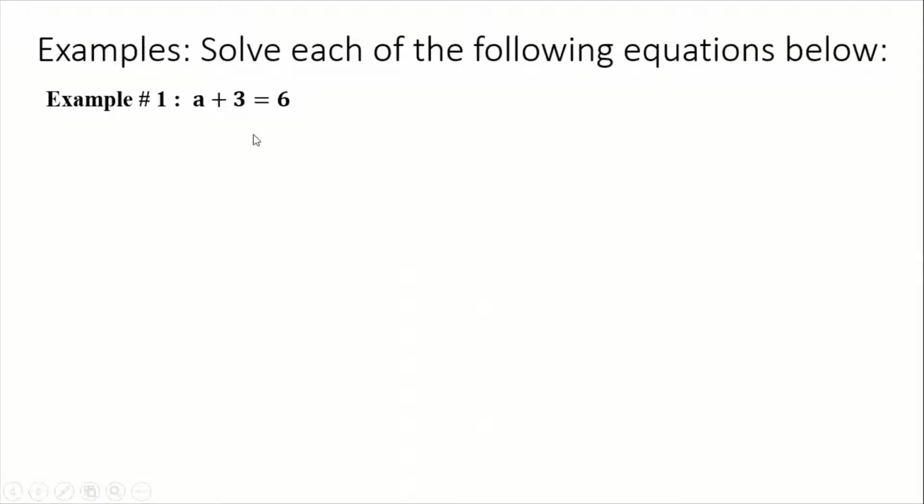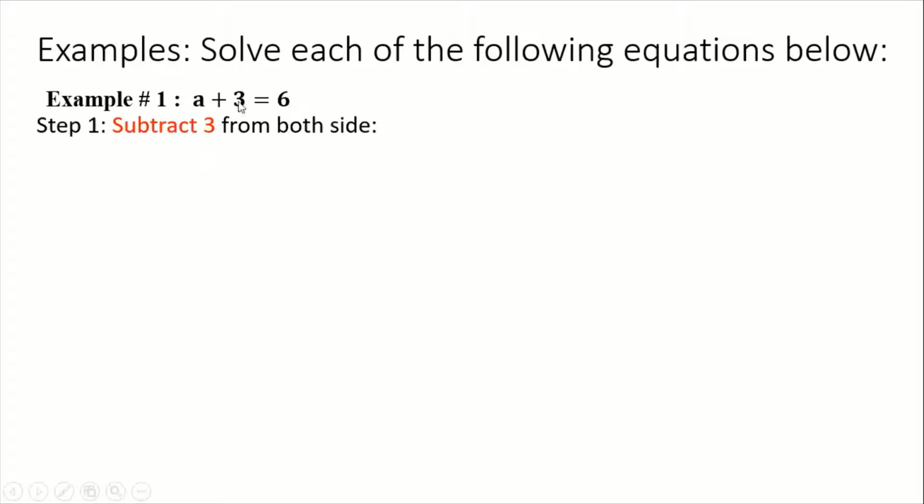we have a plus 3 is equal to 6. How can we go about solving for a here? Our objective is to isolate a by itself, right? So in other words, I don't want this plus 3 beside a. So how can I transfer this plus 3 over to where 6 is? We can do that by simply doing the opposite of adding 3, which is to subtract 3.